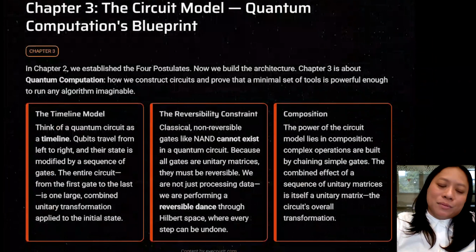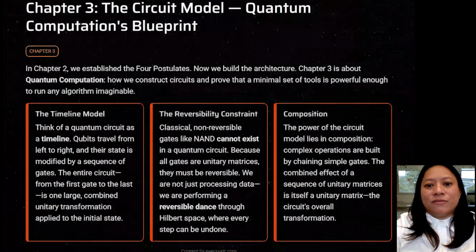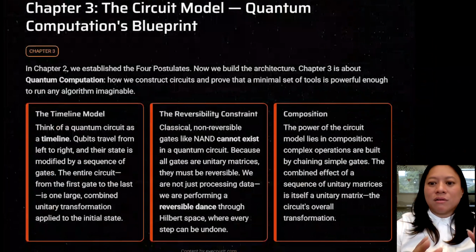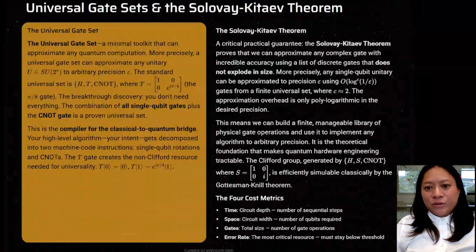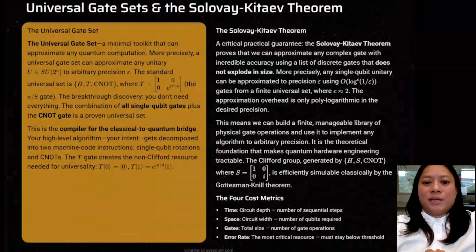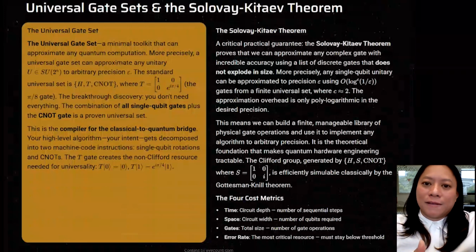So this is the minimal toolkit. We can't build an infinite set of gates for every calculation. We actually need something called a universal gate set. The breakthrough discovery is that you don't need everything. The combination of all single qubit gates and the controlled-NOT gate is a proven universal set.